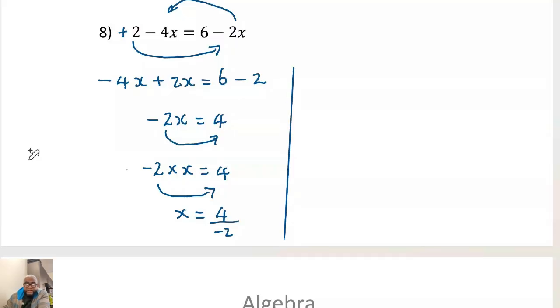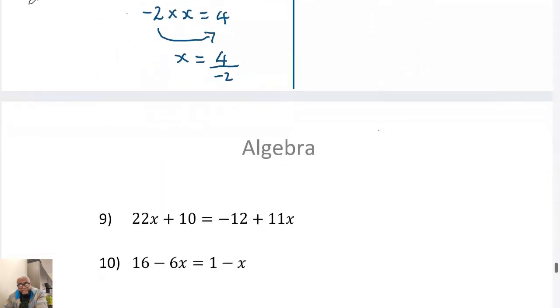So I'm coming right here on this side, right? So x will be equal to what? 4 divided by negative 2. Negative 2. A negative into a positive is a negative.